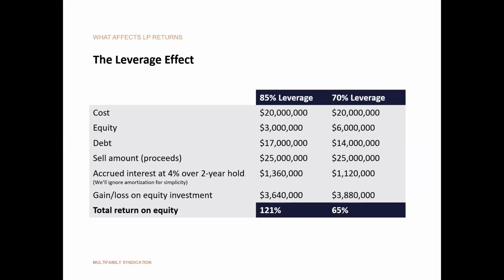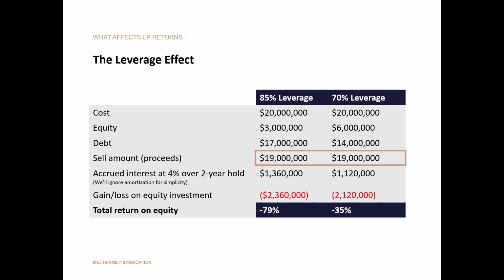Leverage. This is a topic that we could spend an entire webinar on, as well as pretty much every topic that we've discussed. But these are two scenarios: 85% leverage and 70%. You can see in the extremely over leveraged scenario of 85%, we only had to put in $3 million versus the 6 million in the 70% leverage scenario, and that amplified our returns to 121% versus 65%. So leverage is a means to amplify returns, but on the downside case, it's also a means to amplify your losses. And that's what we're showing here.